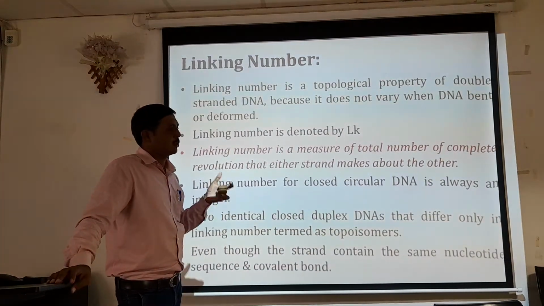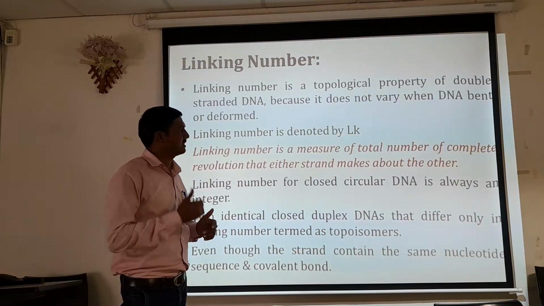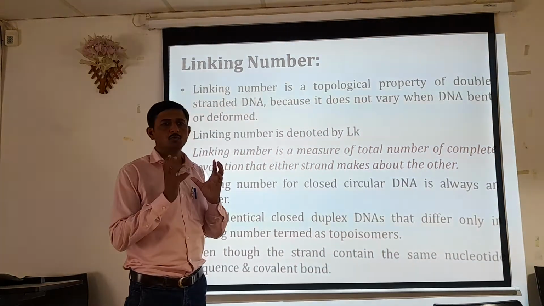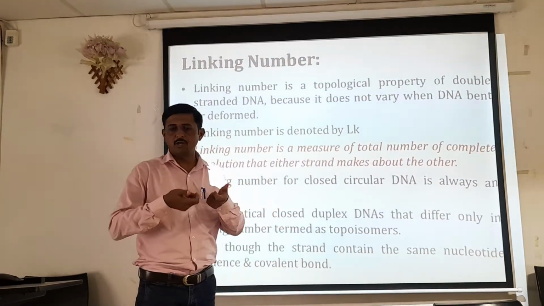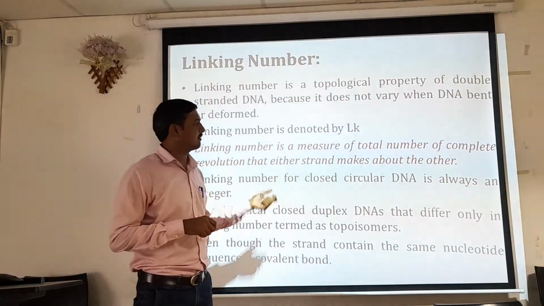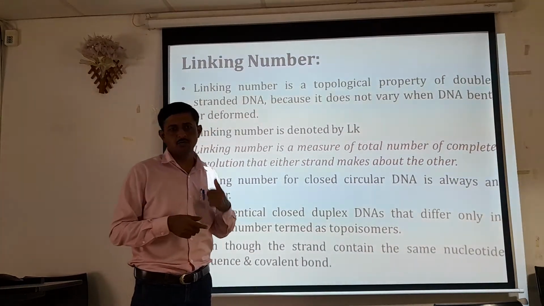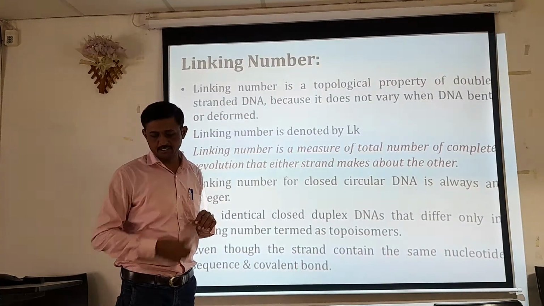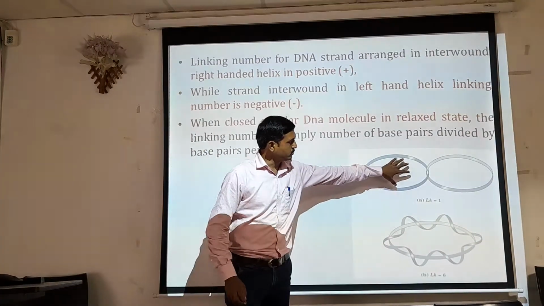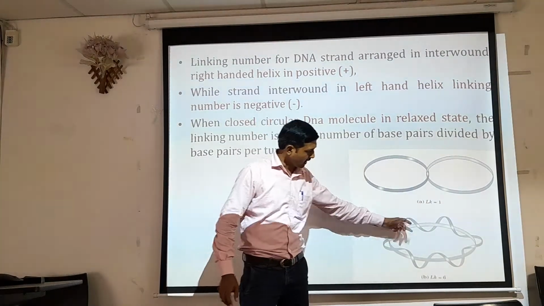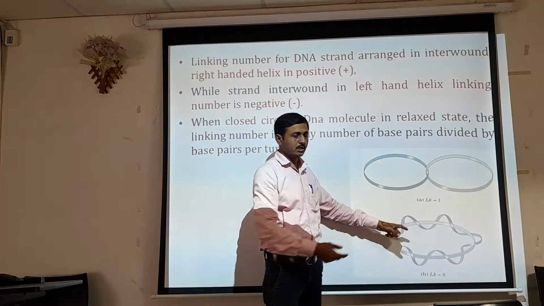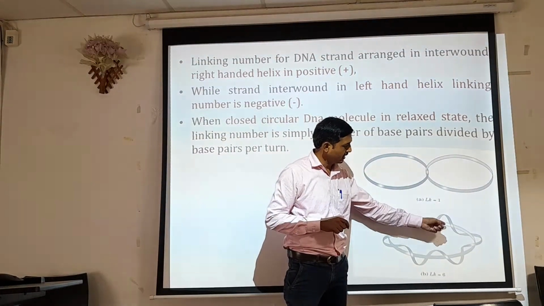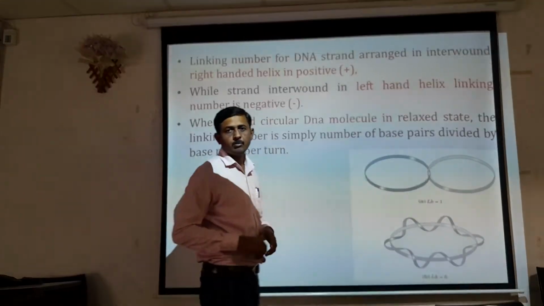Linking number is a measure of the total number of complete revolutions that either strand makes around the other. When we use two circular DNA strands and twist one around another, the number of times it revolves around the other strand is called the linking number. In the next diagram, suppose we take any circular DNA and twist one strand around another; how many times it revolves around the basic strand is called the linking number.